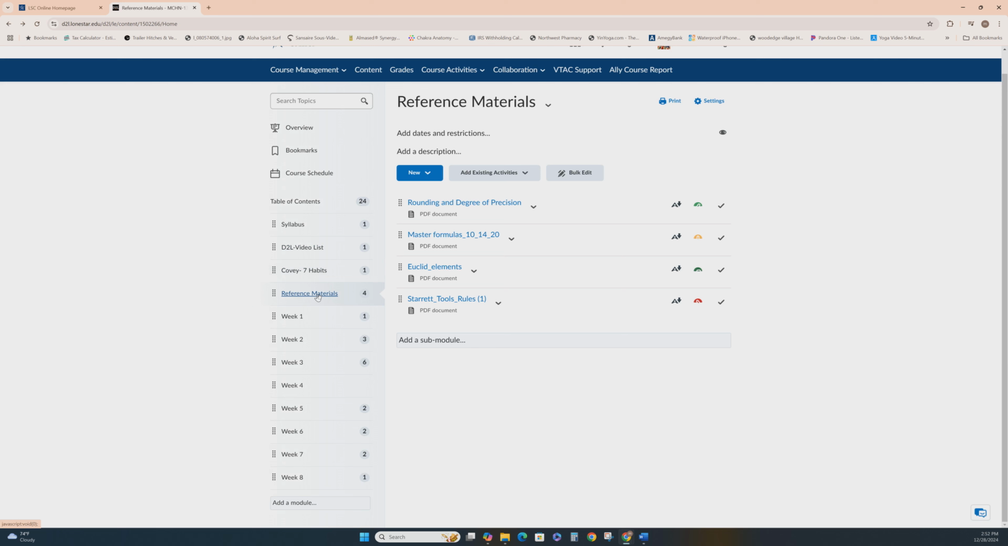Reference materials. This is for your deal. Rounding and degree of precision. I would suggest that you download all of these. These are all in PDF format. Anything I put on D2L is free for you to download. Make a file on a thumb drive or a USB external drive, or on your hard drive. Well, I just dated myself. Your SSD or whatever you got on your computer.